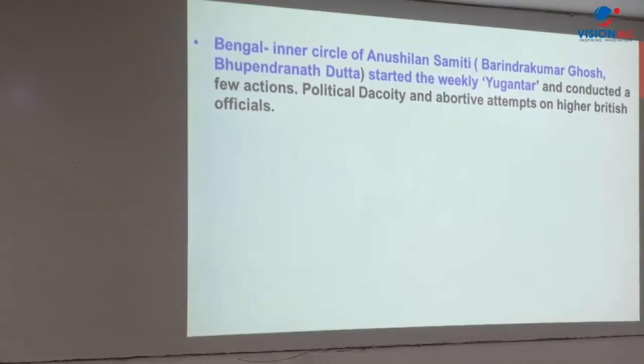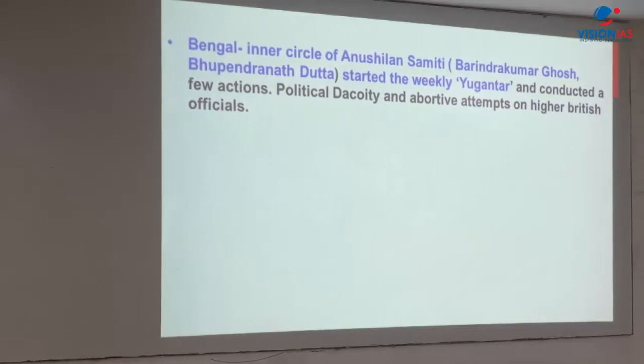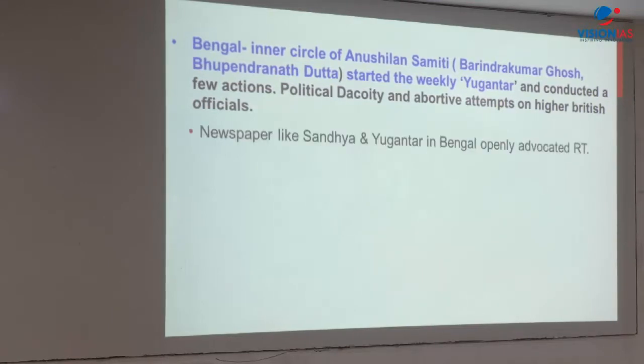So in Bengal, there was the Anushilan Samiti, which was started by Barindra Kumar Ghosh and Bhupendranath Datta. They also started the newspaper Yugantar, you have to remember its name too. And in Yugantar, they wrote many times about why Indians should pick up arms against the British.